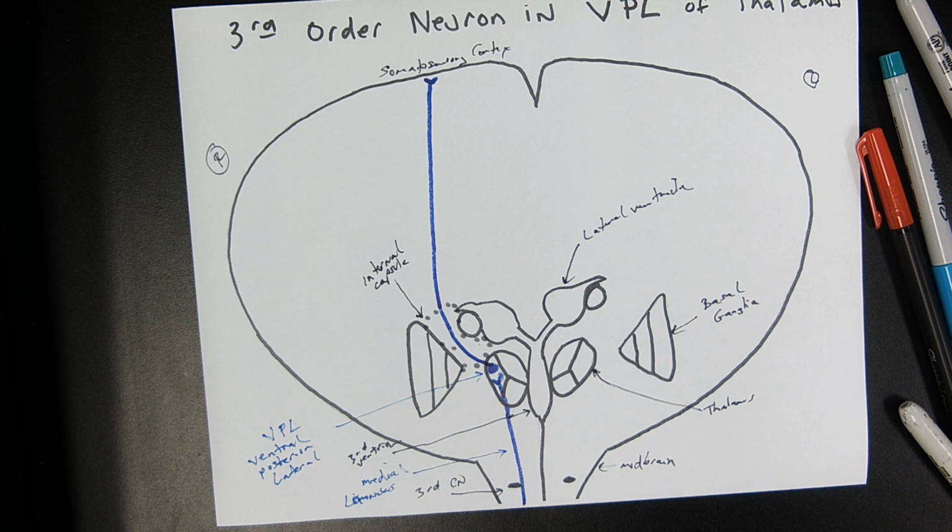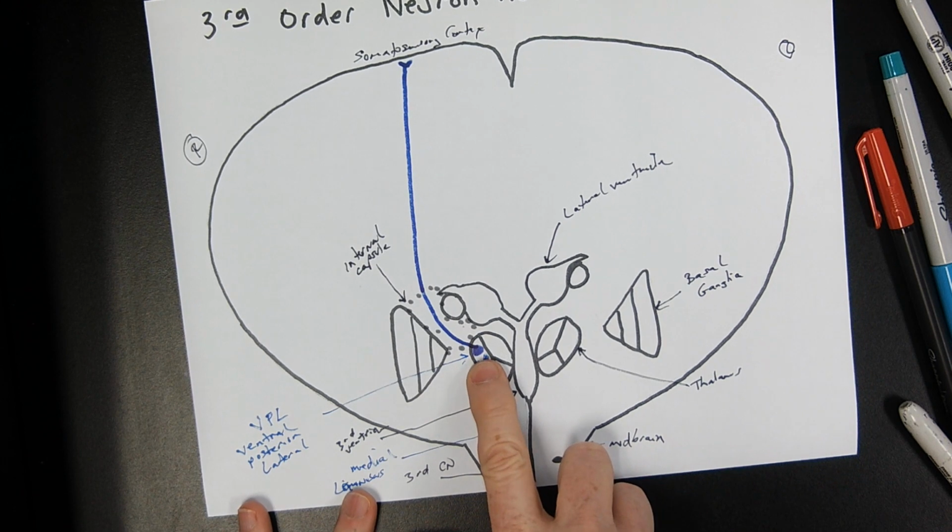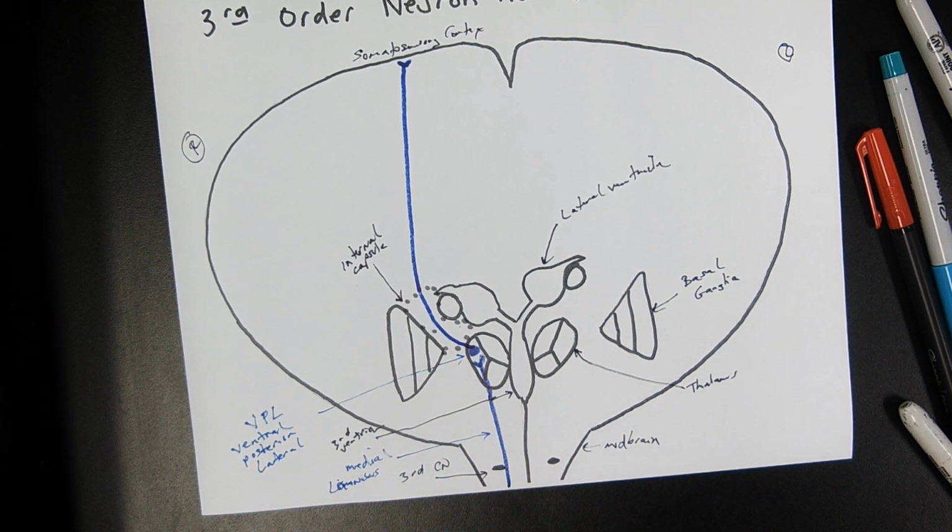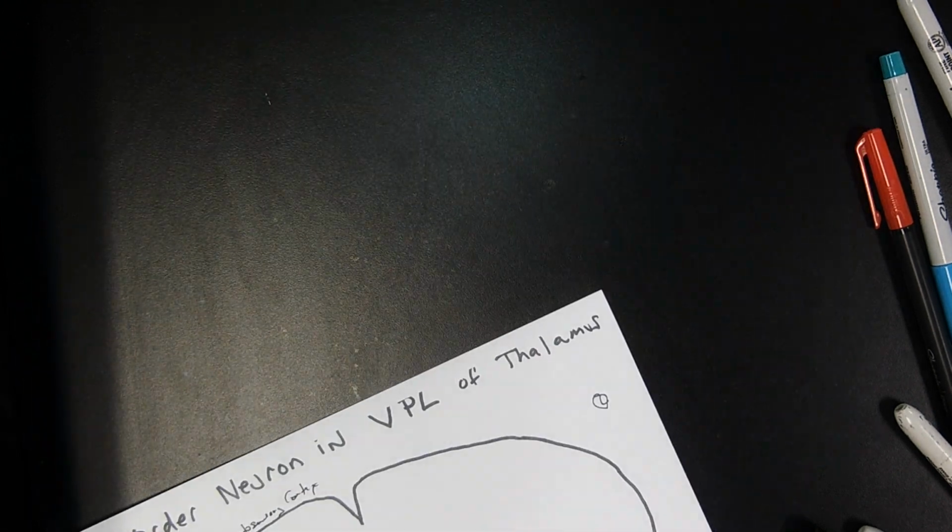Okay. So like I said, this is your third order neuron here in the thalamus, and specifically it's in the ventral posterior lateral portion of the thalamus, that group of nuclei. Questions? So this is the most complicated of the two pathways, but once we get up here, it's good to go.